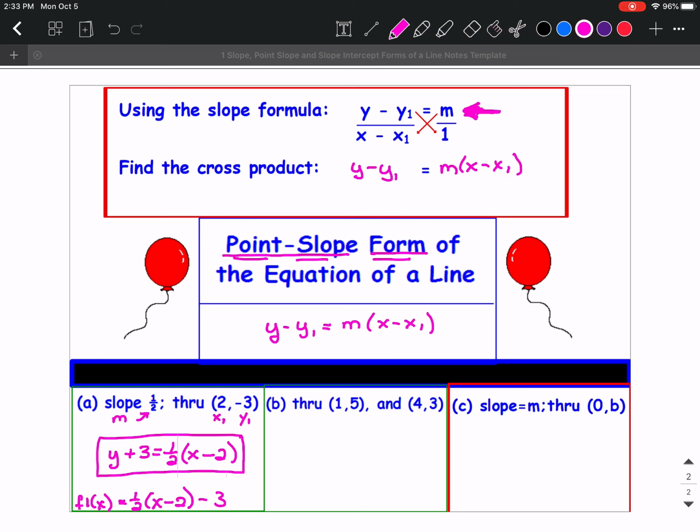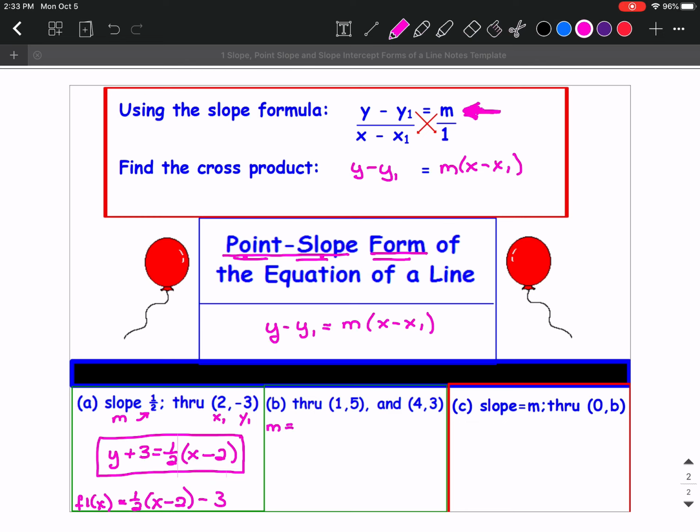I need a slope and a point. Notice the name tells you what information you need. You need a point and you need the slope. Okay, well, I've got a point. I have 2 of those. I need the slope. But since we have 2 points, we can find the slope.